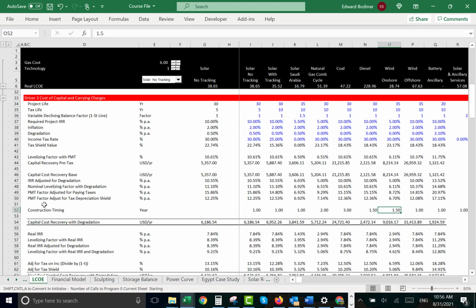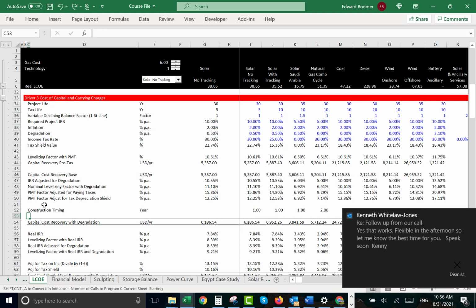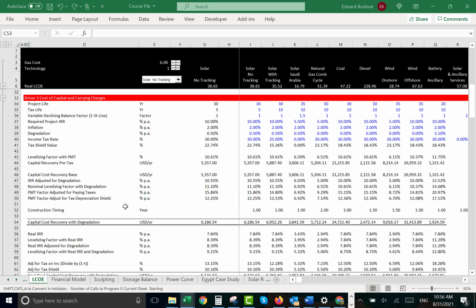Okay, and if we're going to do a comprehensive analysis of this, the construction timing should be included. And when we, hi Kenny, that's the fast man. Okay, when the construction cost is included, then we can put a construction factor.